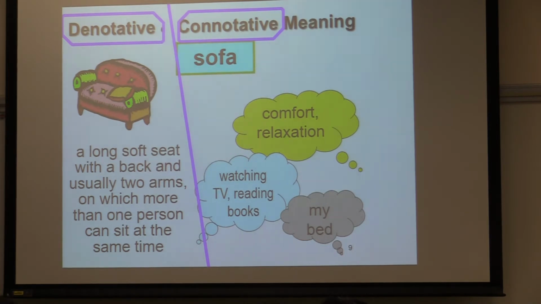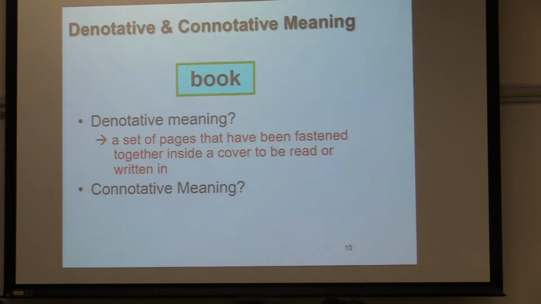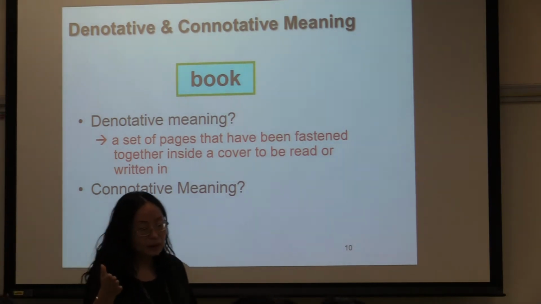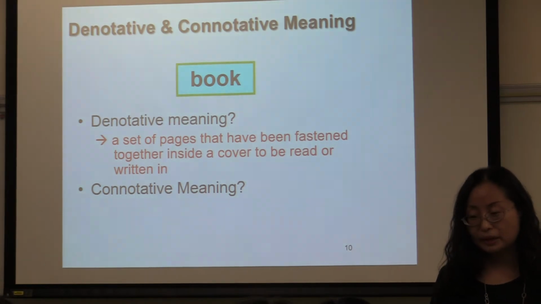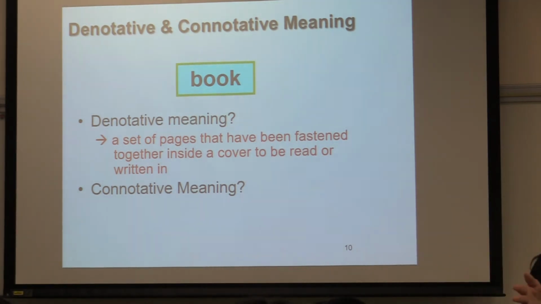So you can see that the denotative meaning is quite fixed, but the connotative meaning is more diverse. Now, book. What is the connotative meaning of book? Can you give me some common meanings of book? Knowledge. What about you? Study. What about you?